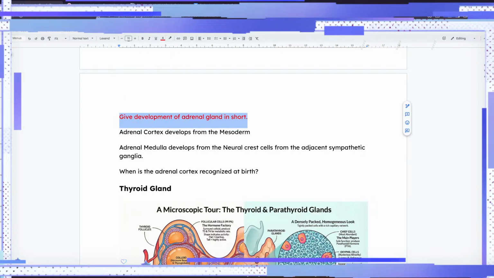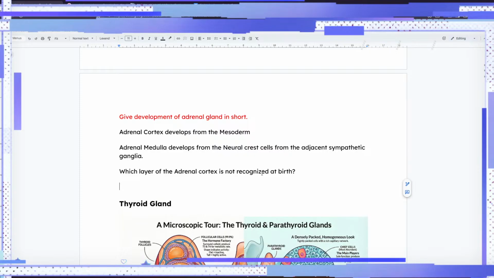Why is it the renal cortex? Oh, the question is different. Which layer of the adrenal cortex is not recognized at birth?